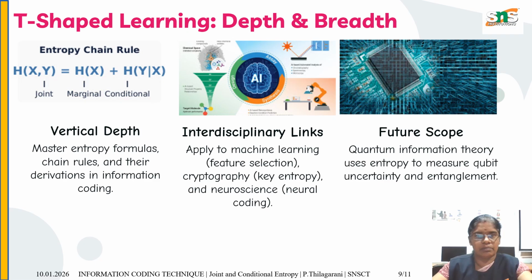T-shaped learning: depth and breadth. Entropy chain rule: H of X comma Y is the joint, H of X is the marginal, H of Y given X is the conditional. Vertical depth: master entropy formulas, the chain rule and their derivations in information coding. Interdisciplinary links apply to machine learning, that is feature selection, cryptography, that is key entropy, and neuroscience, that is neural coding. Future scope: quantum information theory uses entropy to measure qubit uncertainty and entanglement.